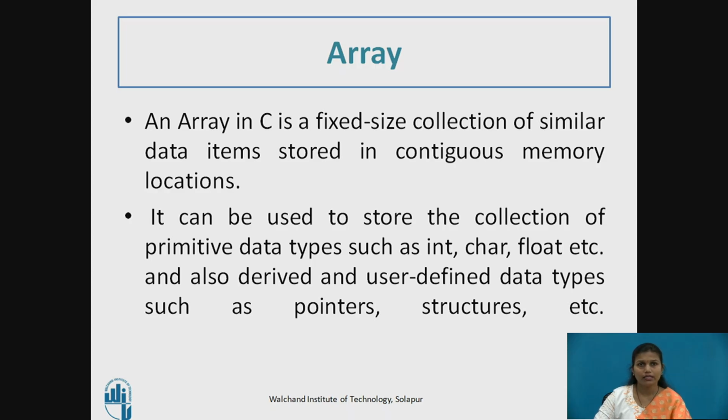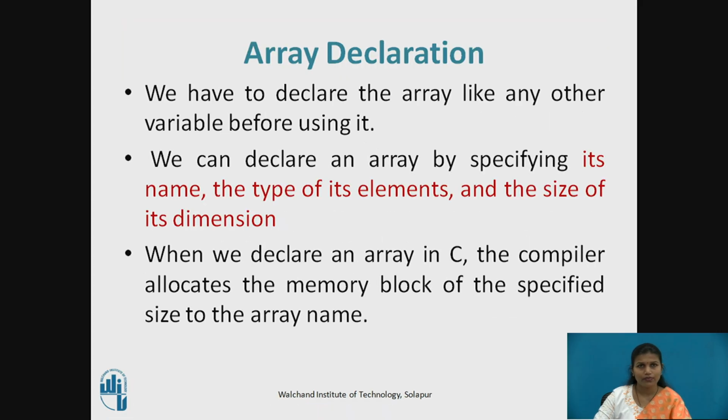An array in C is a fixed size collection of similar data items which is stored in contiguous memory locations. It can be used to store a collection of primitive data types such as integer, character, float, double, and also derived and user defined data types such as pointer, structure, etc.